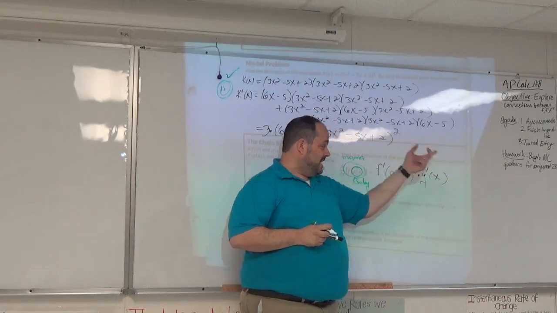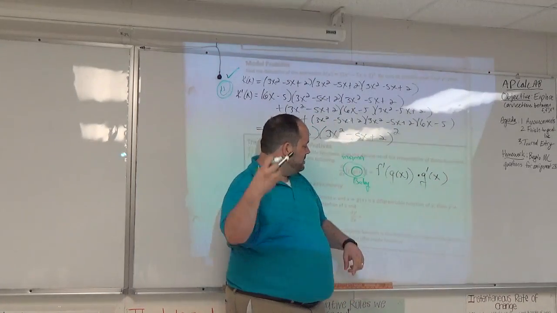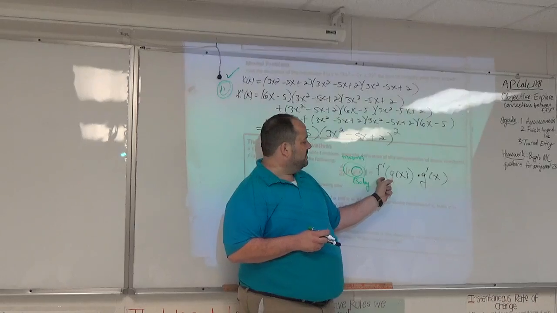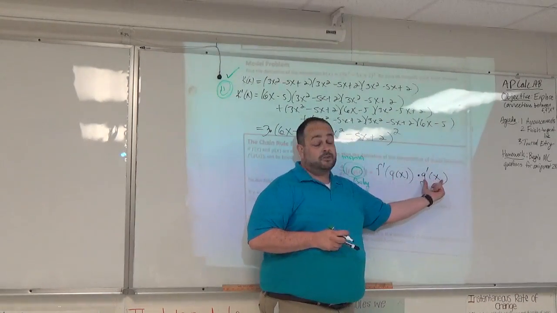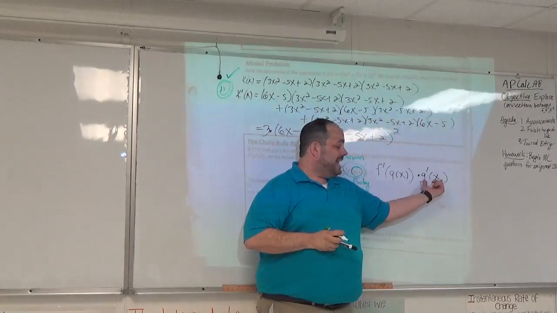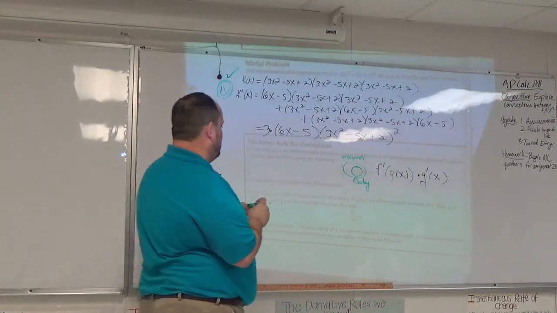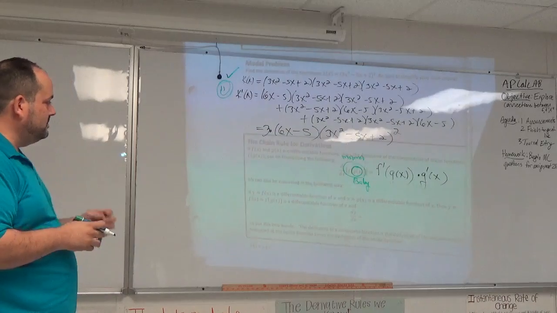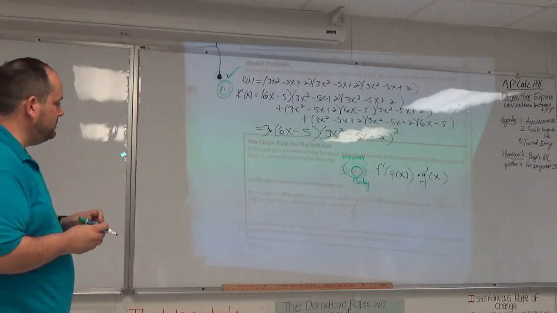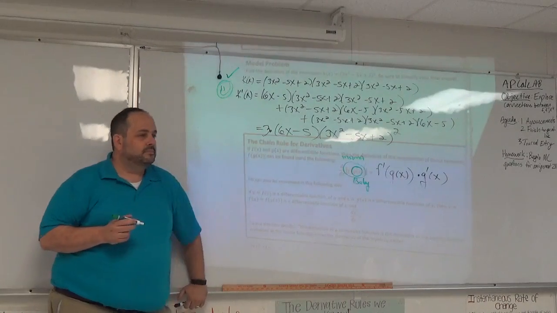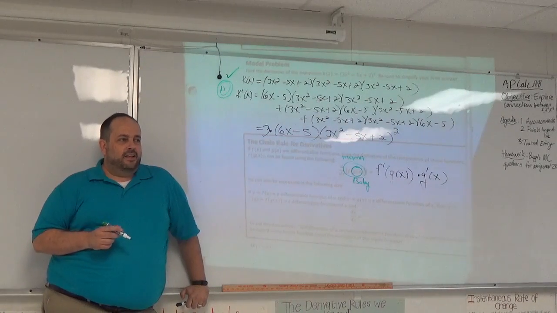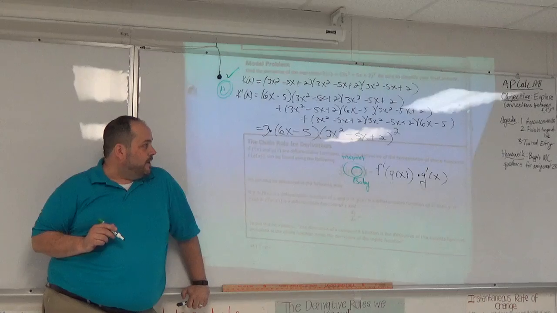So say it with me, the chain rule says? Take the derivative of the mama. Leave her baby alone. Times the derivative of the baby. Excellent. Tell somebody near you. Derivative of the mama, baby alone, times the derivative of the baby. Stay with me. We're gonna get there.